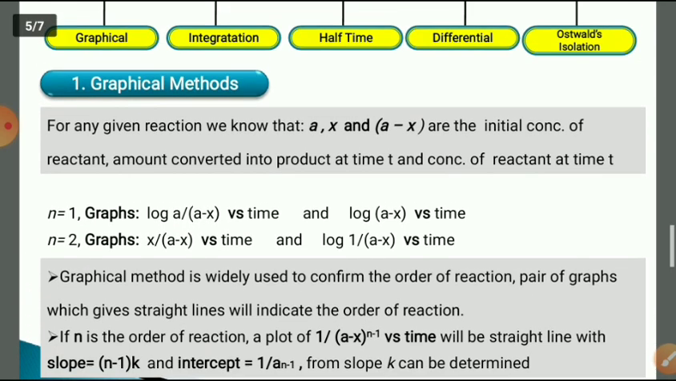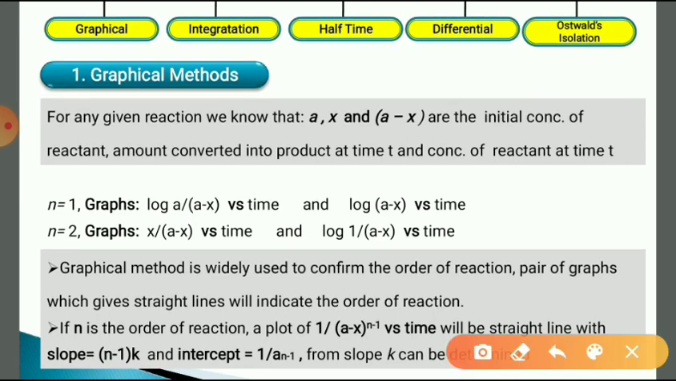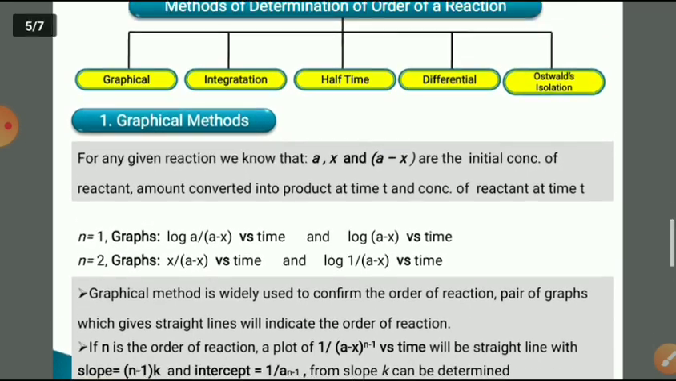If n is the order of reaction, the plot of 1 upon (a minus x) raised to n minus 1 versus time will be a straight line, with slope (n minus 1) into k, and an intercept at some point given by 1 upon a raised to n minus 1. From this the slope, and hence k, can be calculated, and from that we can see the order of reaction. So this is the graphical method from which you can calculate the order of a reaction.